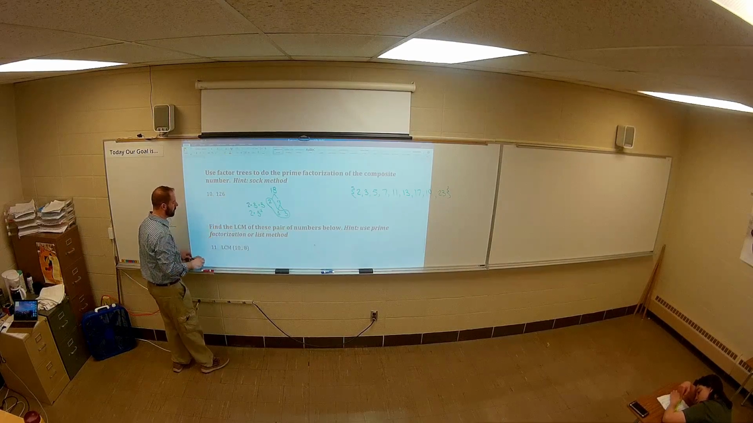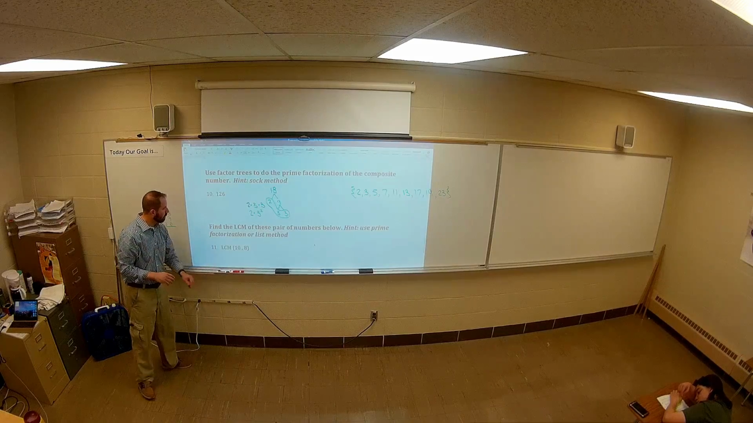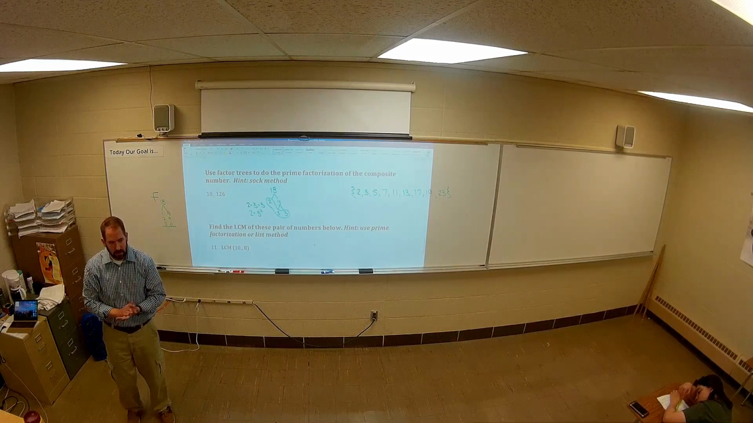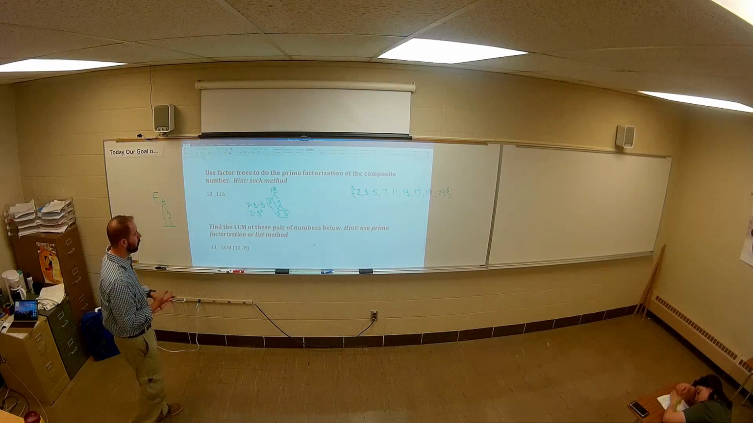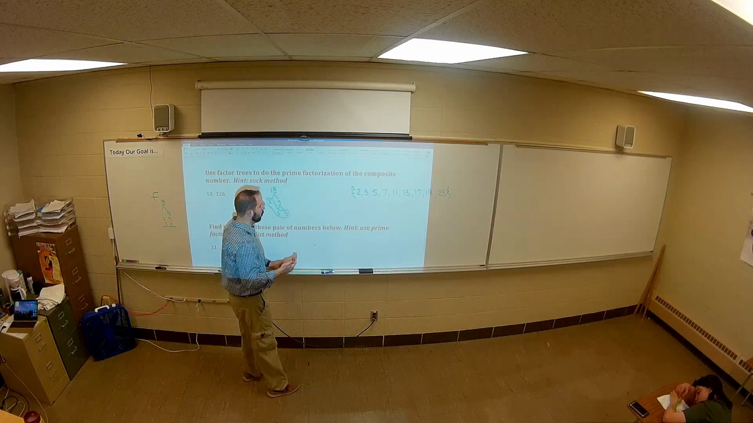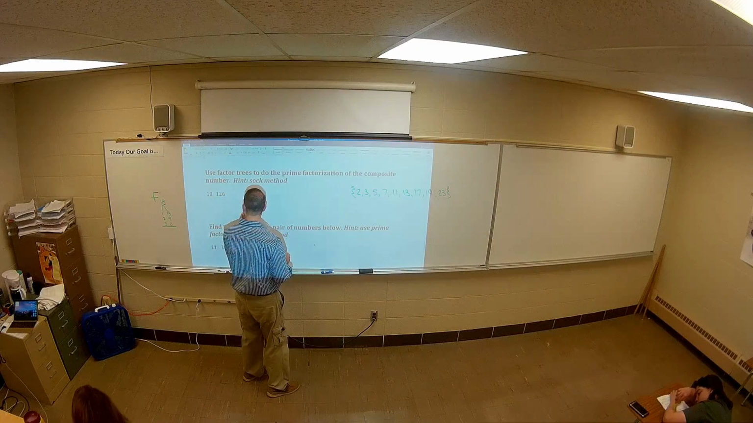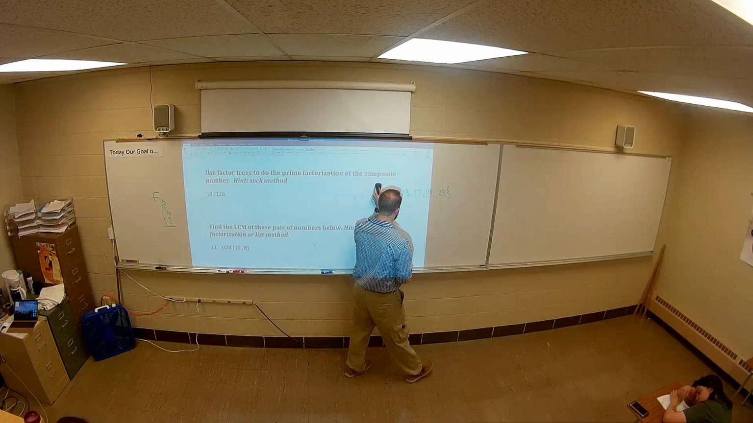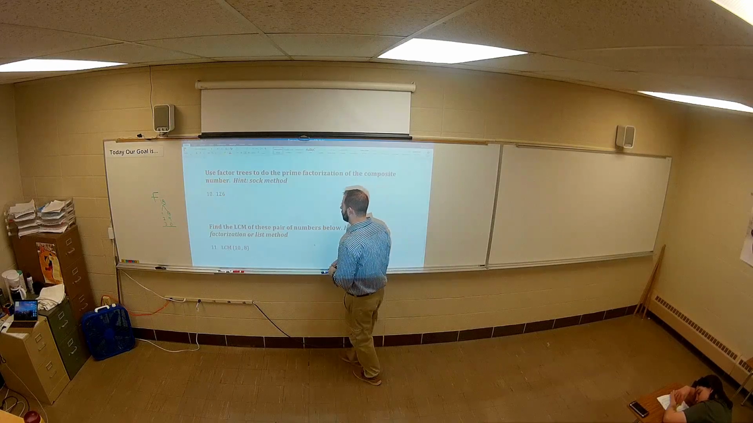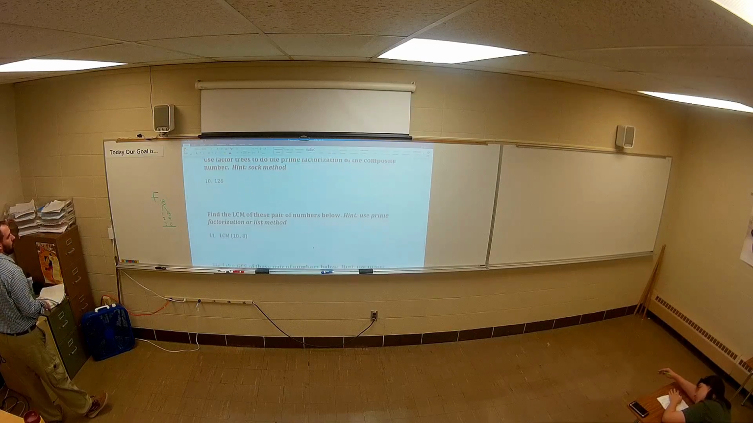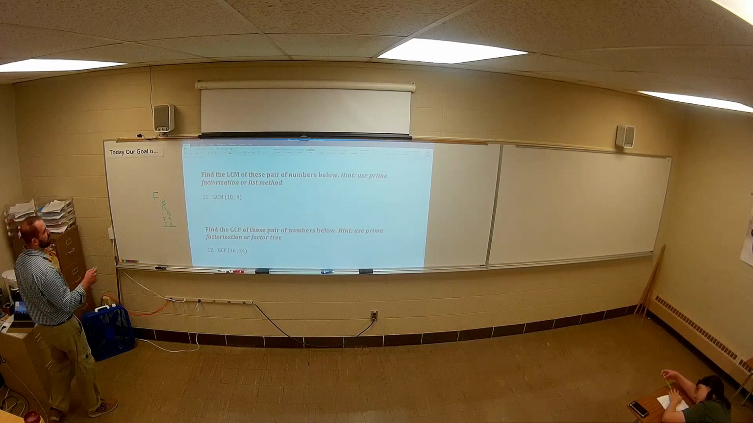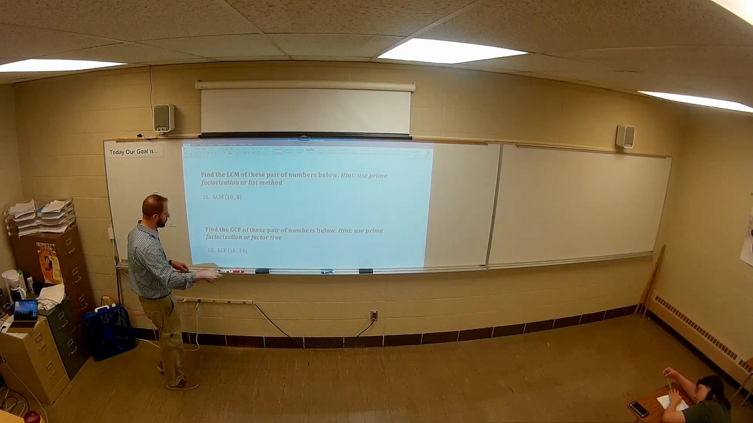You'll need a calculator if you're using that. Okay. Questions, comments, concerns? Easy. That's what you're going to have to do for 11 and 12. Now, 11 and 12 are kind of open-ended. I didn't really tell you which way to do it. I even gave you a hint, like you can use any method you like. So on 11, you can use the list method or prime factorization. You have to find the LCM, the least common multiple.